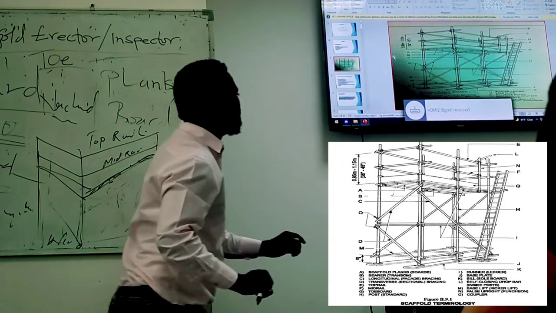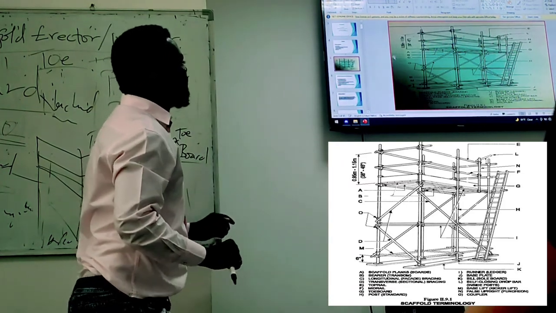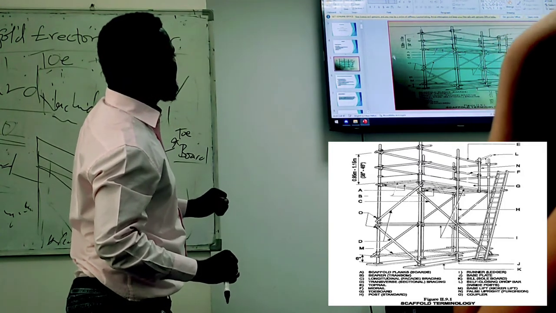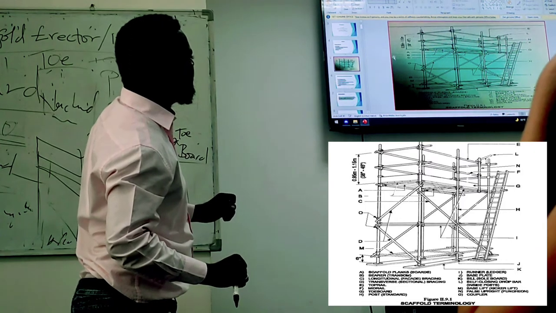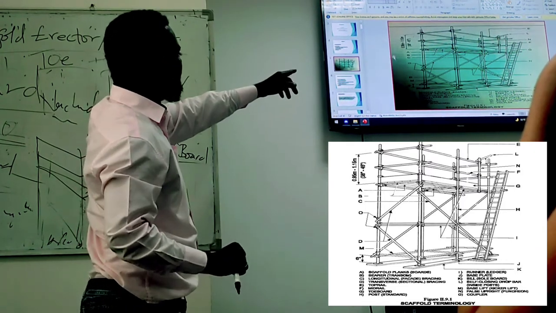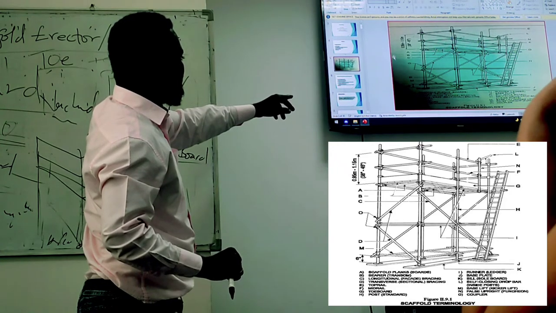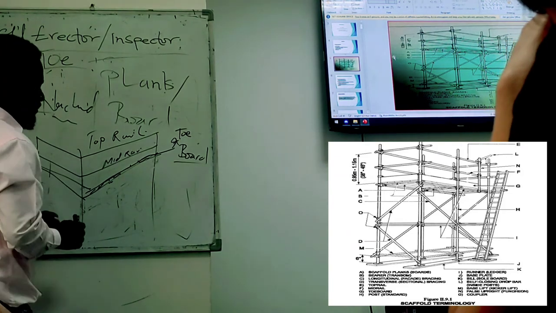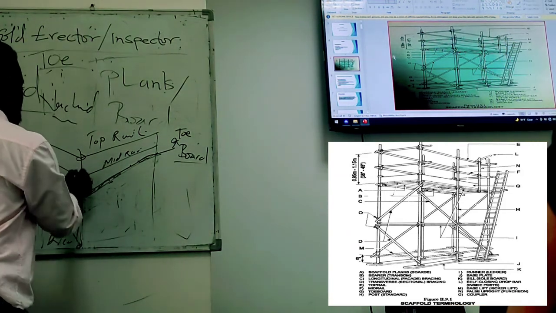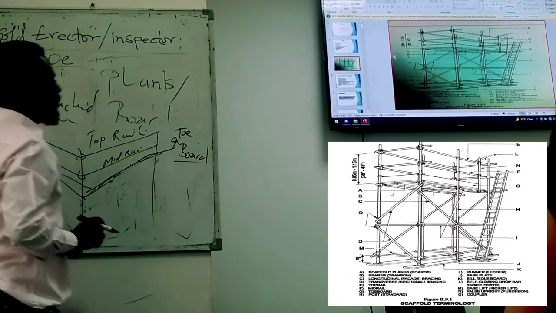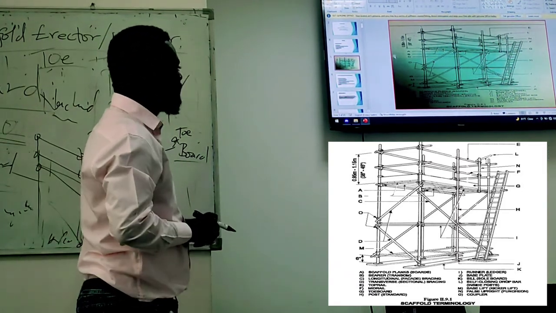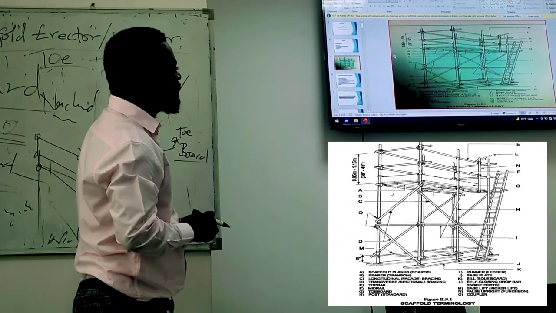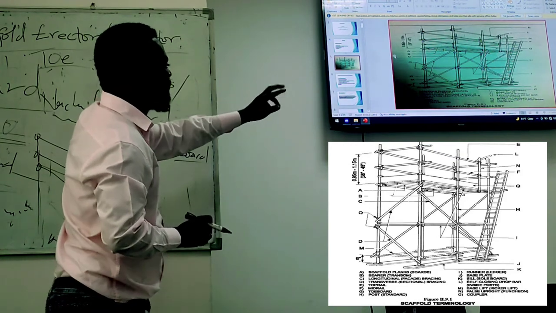So now, we finish the E, right? Yes. Now, we have the F. Where is the F? The F is mid-rail. Yeah, F is mid-rail, like I drew here. So, where is the other guard? Which one? G. Yeah, G is toe board, okay?